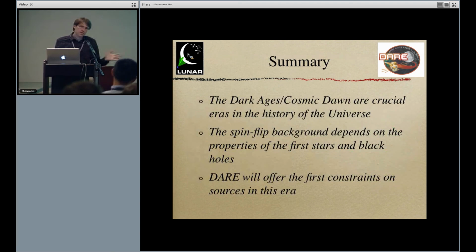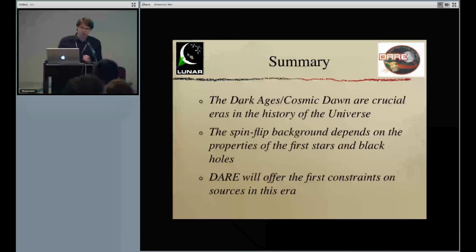Okay, so I'll end there. I hope I've convinced you that this is a really important and interesting area to study. And that DARE has a unique capability to sort of fill in when these important transformations are occurring.